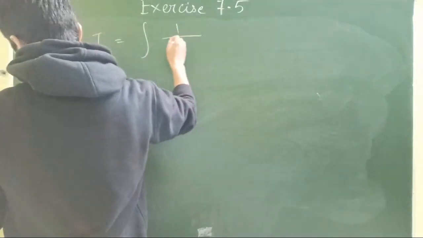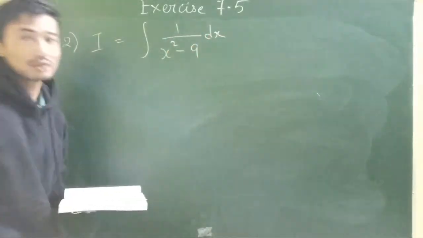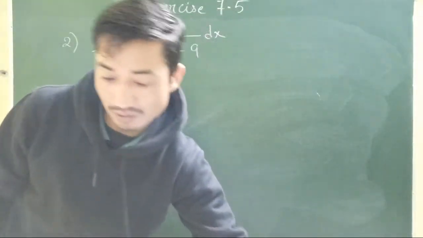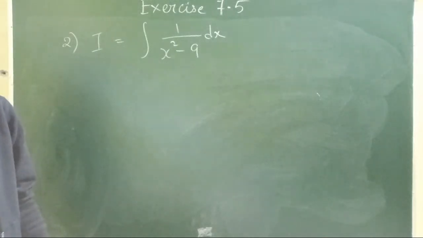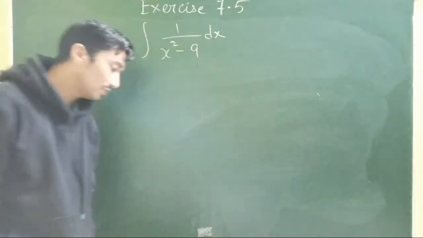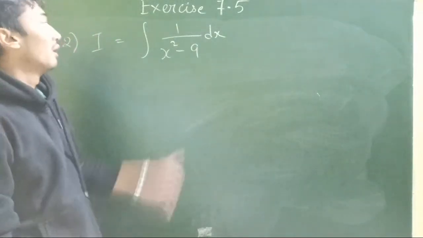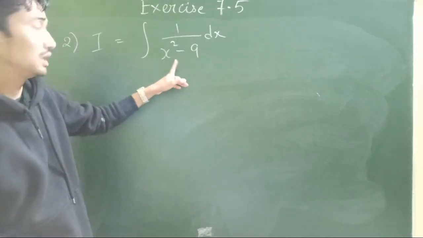1 by x square minus 9. Here of course we will try to focus only on the integration by partial fraction procedure completely. As I said, we should always try to reduce or factorize the denominator. Substitution, I don't think it will work. So that is always the first key.